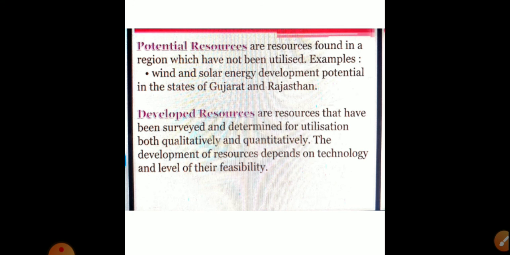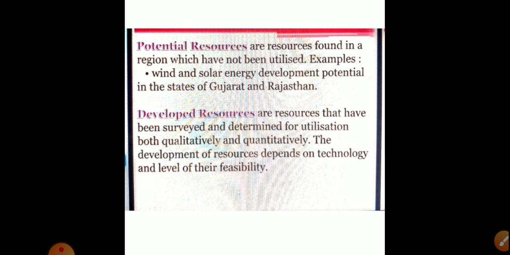Example, we can take the example of Rajasthan and Gujarat. Rajasthan and Gujarat have enormous potential for the development of wind and solar energy. But so far, these have not been developed properly.